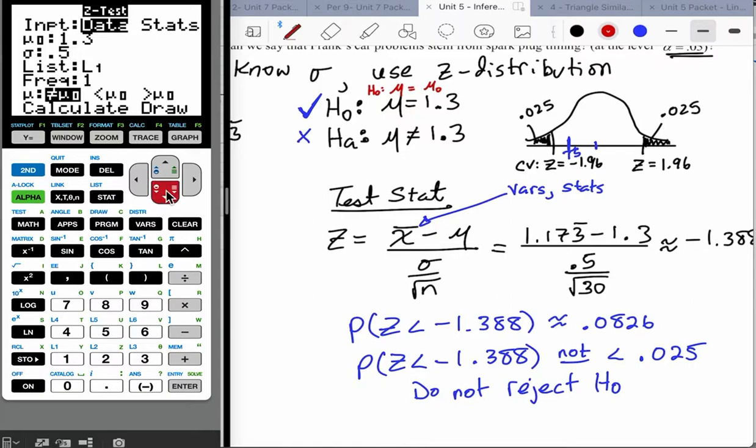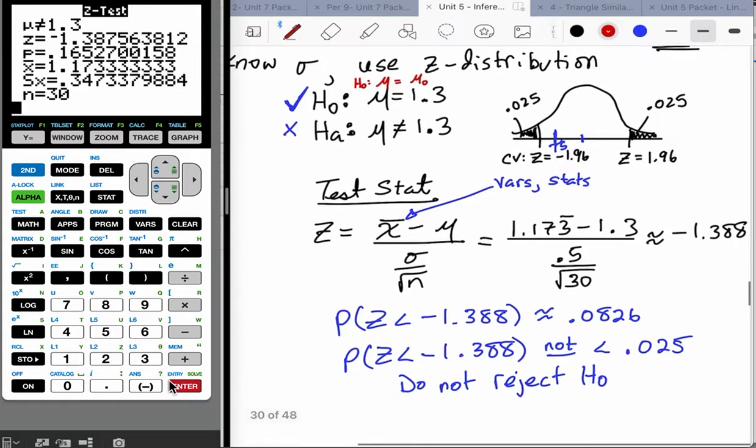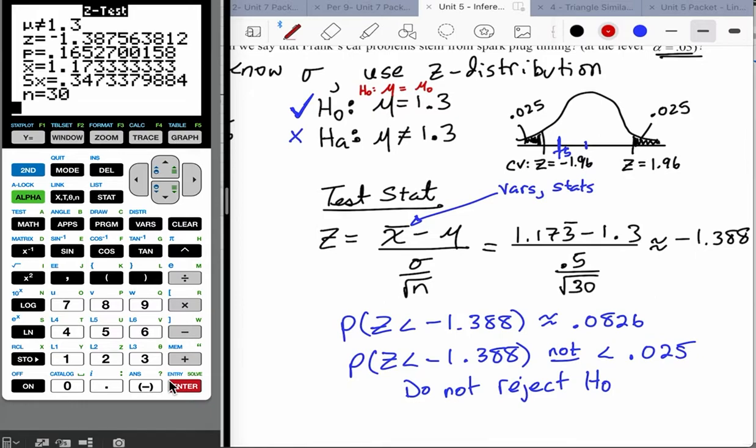I have my data in list 1, L1. Not equal to symbol, right? Not equal to in the alternative hypothesis. And then write to calculate. Right? So when you do that, you see that the z statistic, the test statistic, is pretty much what we got. Ours is the rounded form on paper. But the p-value right below that is double what we got. All right?